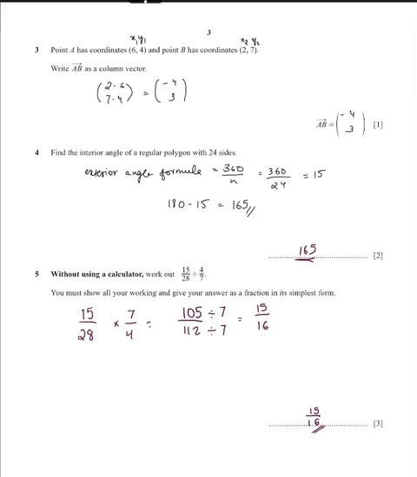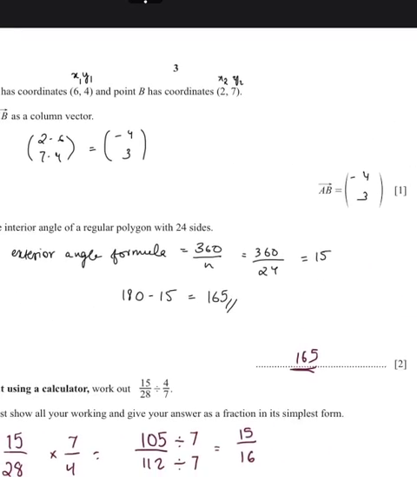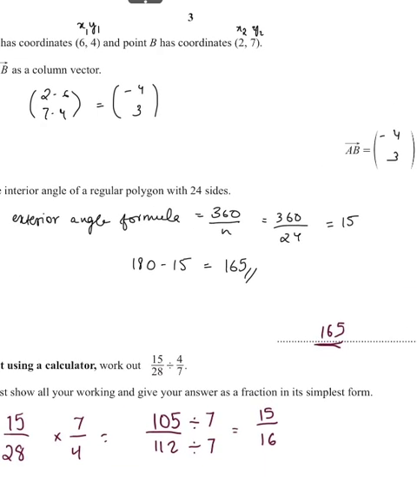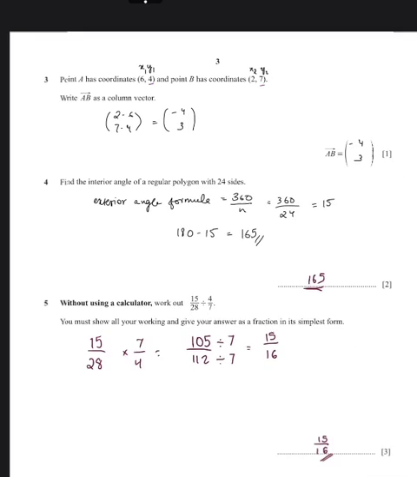Then write AB as a column vector. So here you can see point A is 6, 4, and point B has coordinates of 2 and 7. So what you have to do is you have to do x2 minus x1 and y2 minus y1. So what you get is 2 minus 6 and 7 minus 4. You get minus 4, 3.